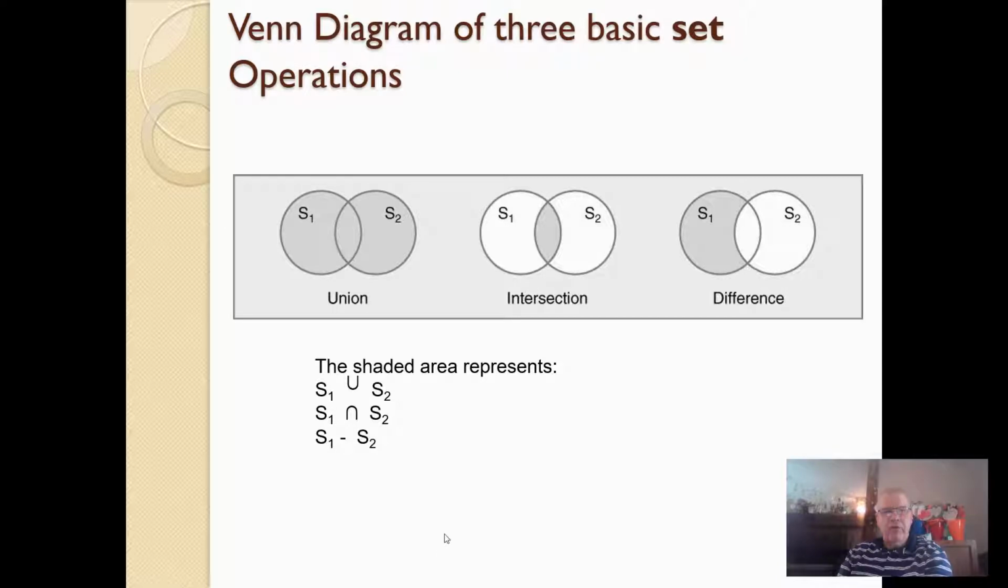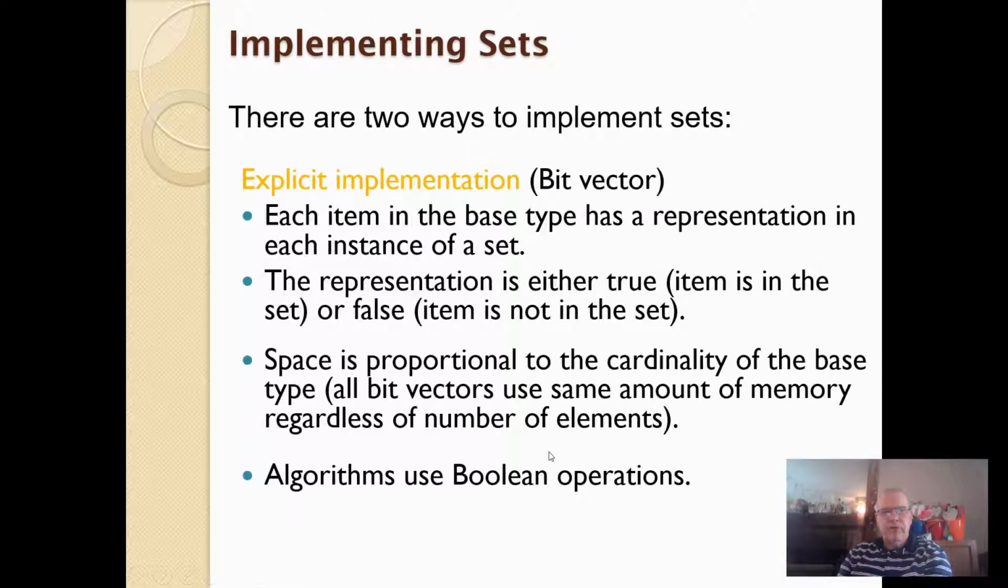From high school geometry we remember Venn diagrams, and here's the union, the intersection, and set difference. We're going to represent all three of those things. There are basically two ways to implement sets. One is called explicit, the other, of course, is called implicit implementation.